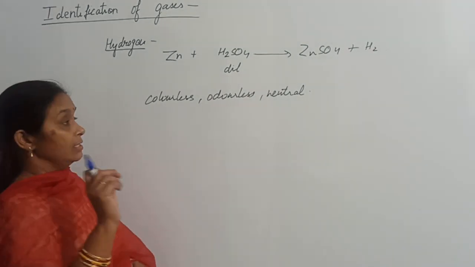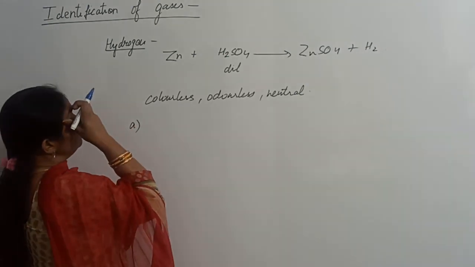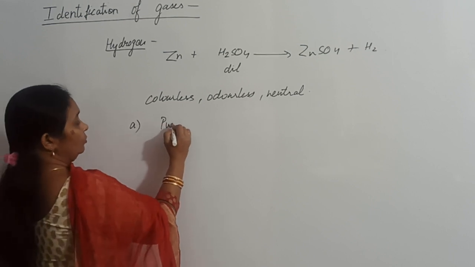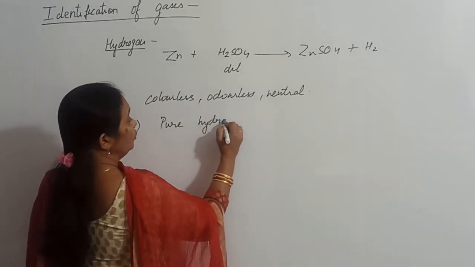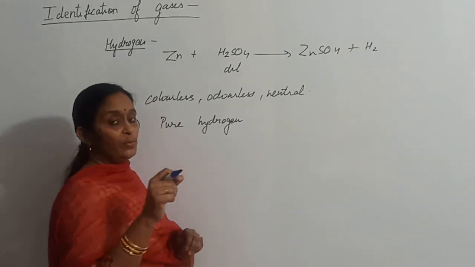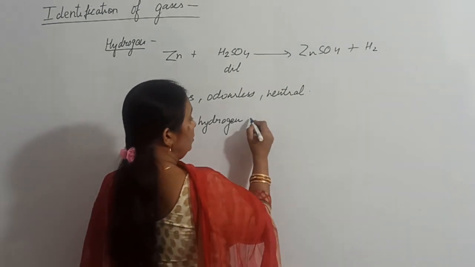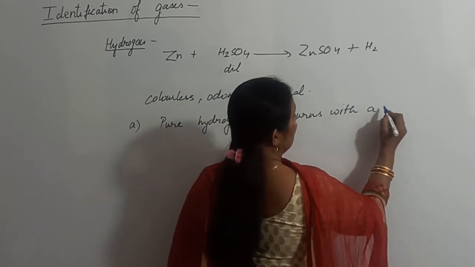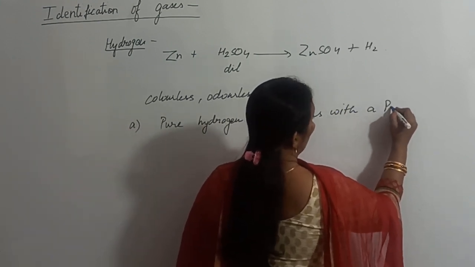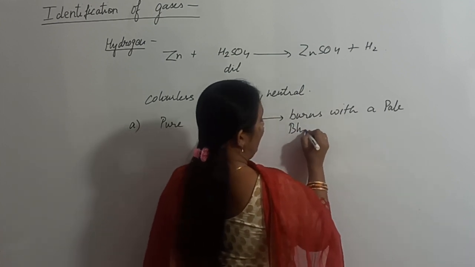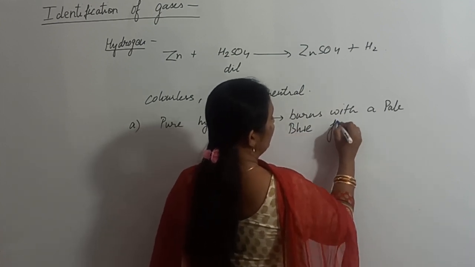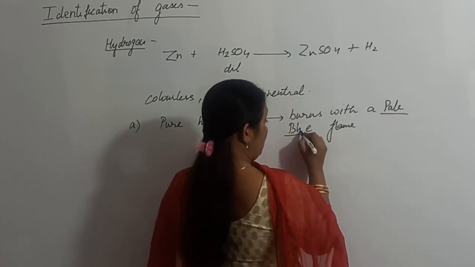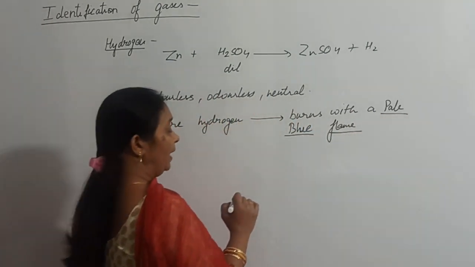We can perform two tests. The first test to confirm whether the gas is hydrogen or not: if you have pure hydrogen and you bring a burning splinter near it, pure hydrogen burns with a pale blue flame. So this is a test. If it is hydrogen gas, then it will burn with a pale blue flame.